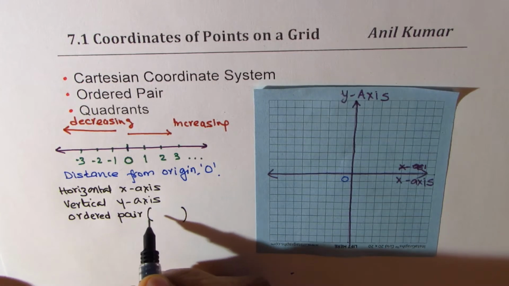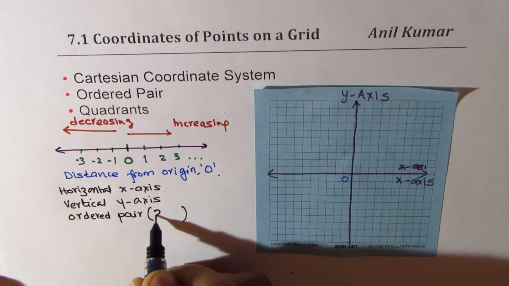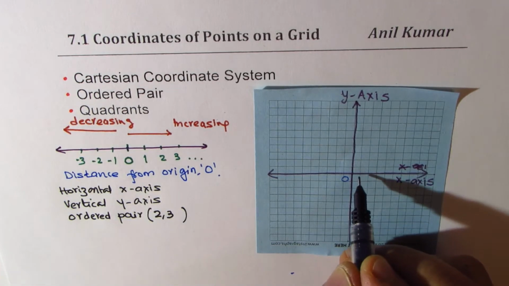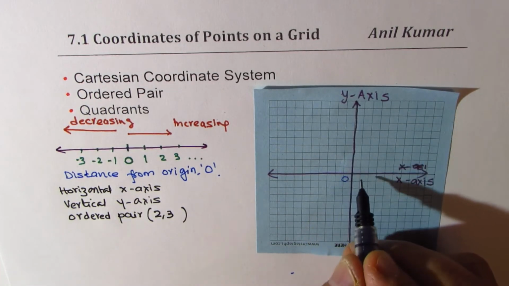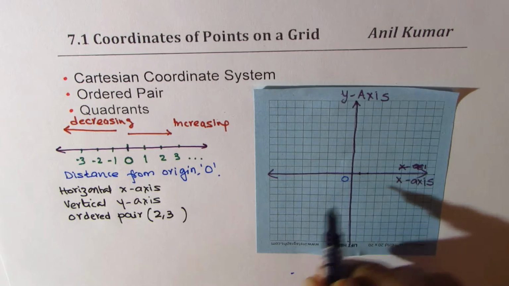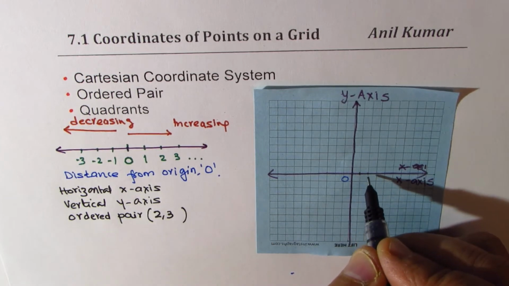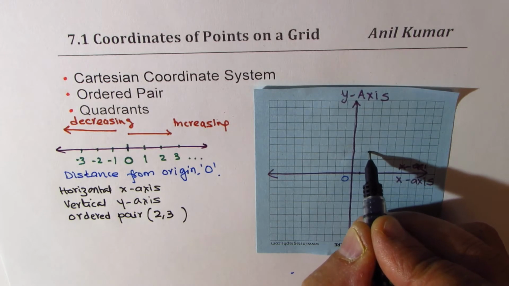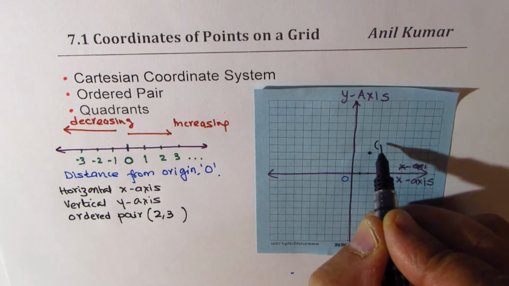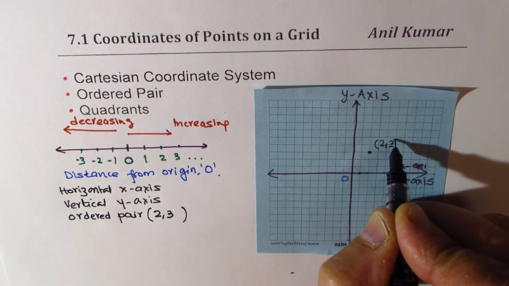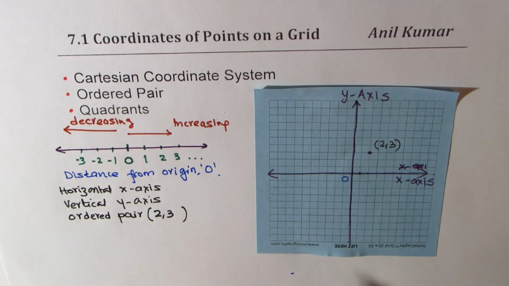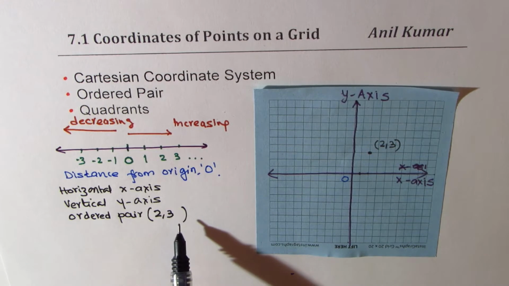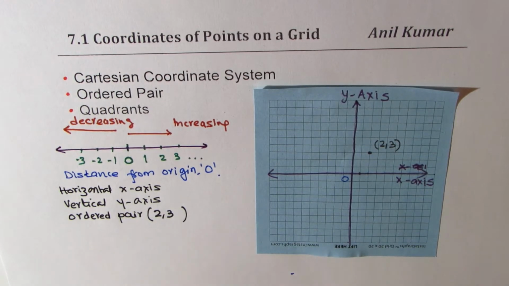For example, if I write a value 2, 3, it really means that the point is 2 units away from the vertical line, so 1, 2, and 3 units away from the horizontal x-axis, 1, 2, 3. So that point right there represents the point 2, 3. And writing a point like this is called an ordered pair. Do you understand this part?